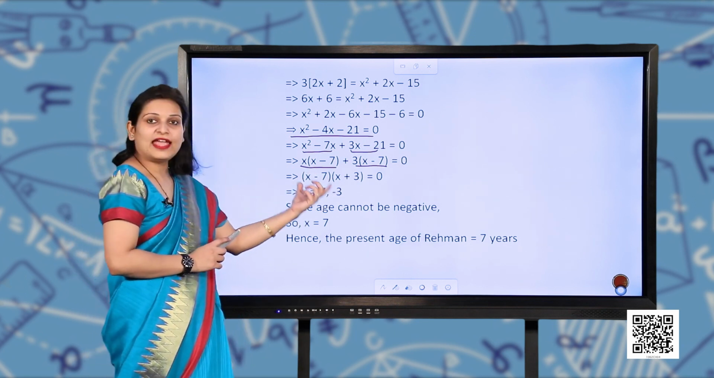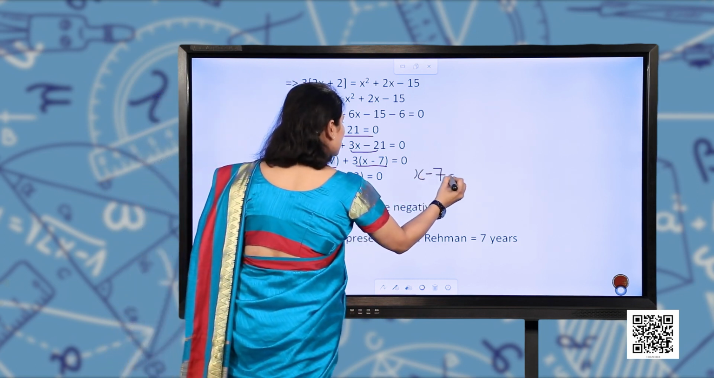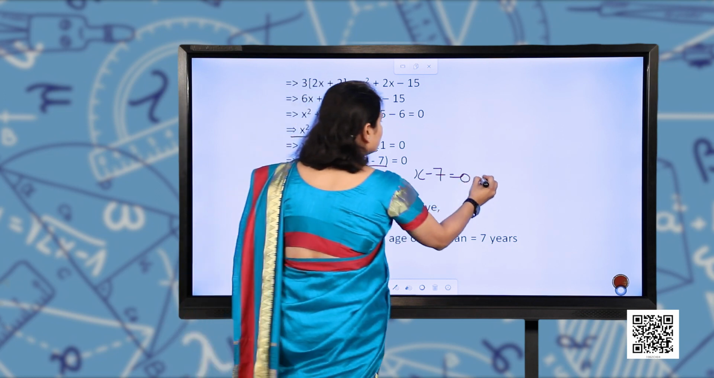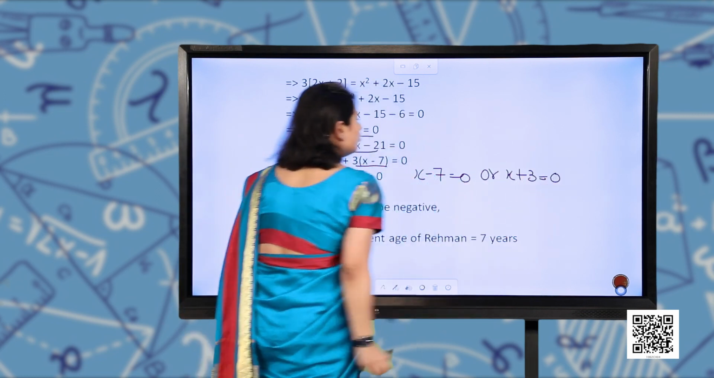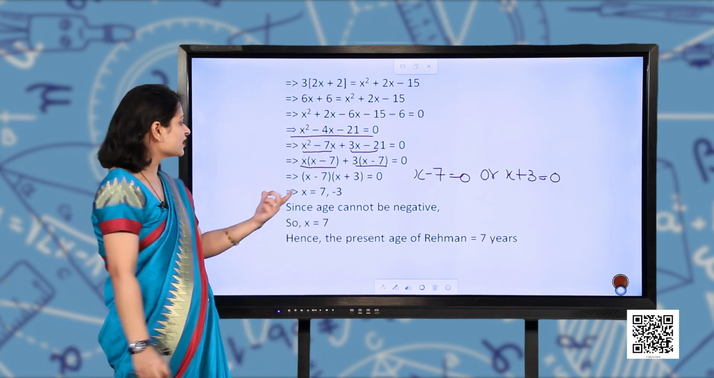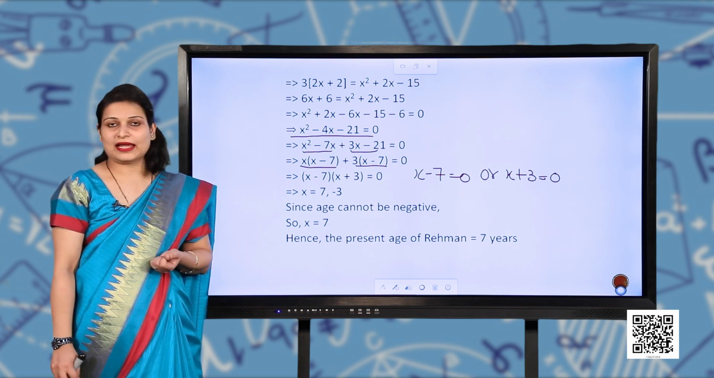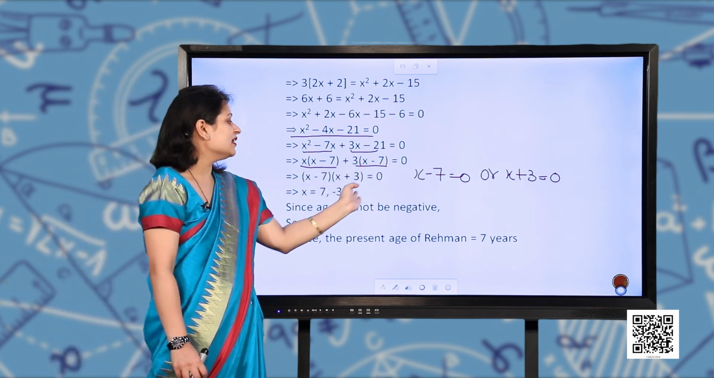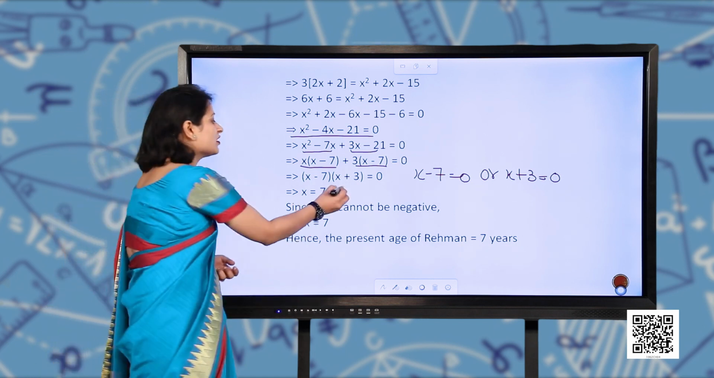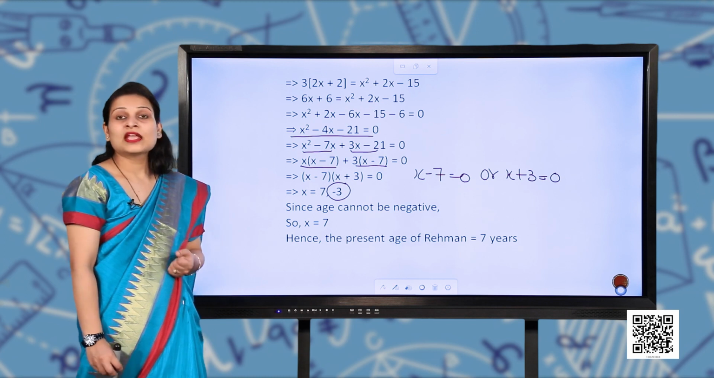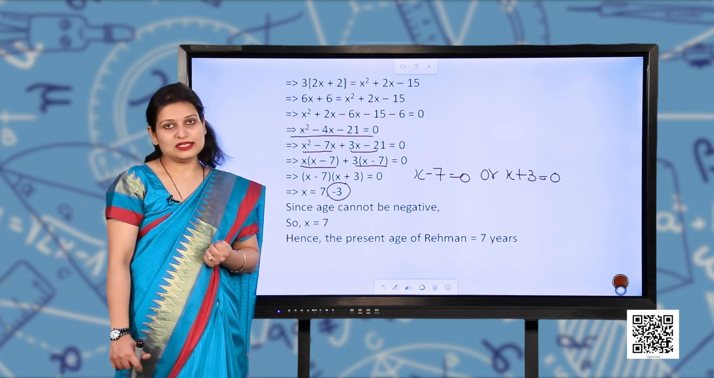After solving for x, you can put x minus 7 equals 0 or x plus 3 equals 0. So, you will get two values of x, 7 and minus 3. Now, the age cannot be negative since we have minus 3 here. So, Rahman's age cannot be negative. We will not consider this value, we will consider 7. Hence the present age of Rahman is 7 years.